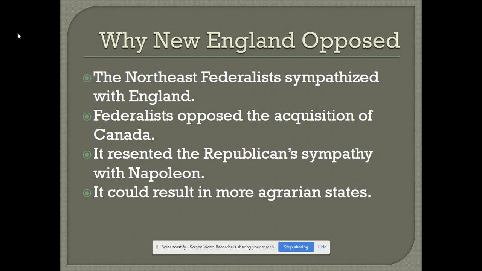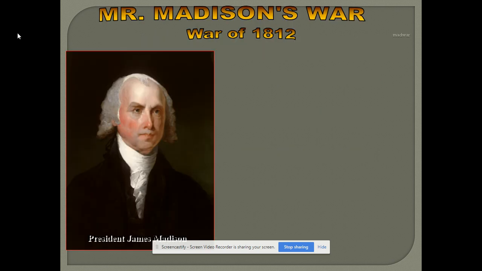And the Federalists also opposed the taking of Canada. The reason for that is they didn't want new farming states. Now, granted, the Federalists didn't realize that Canada has a ton of other resources and that there's not a whole lot of farming land there. There is some, but not a ton. And they didn't like that. A lot of Democrat Republicans sympathized with Napoleon. They thought he was a bad dude, and they feared more farming states, and farmers tend to vote Democrat Republican.